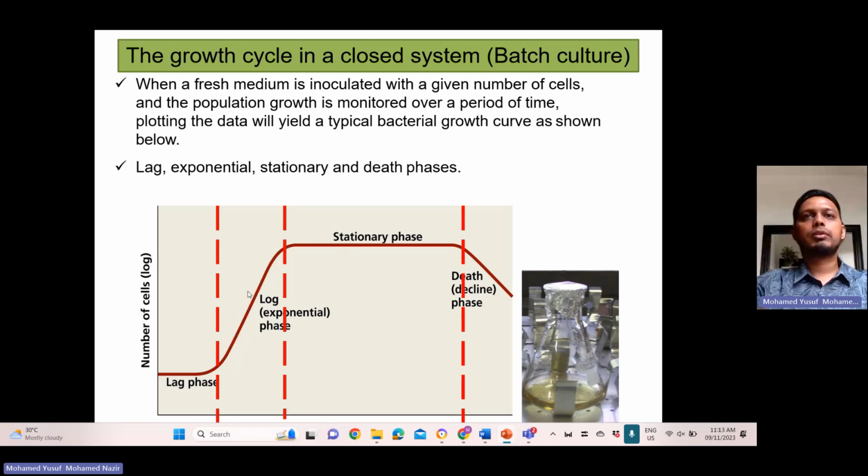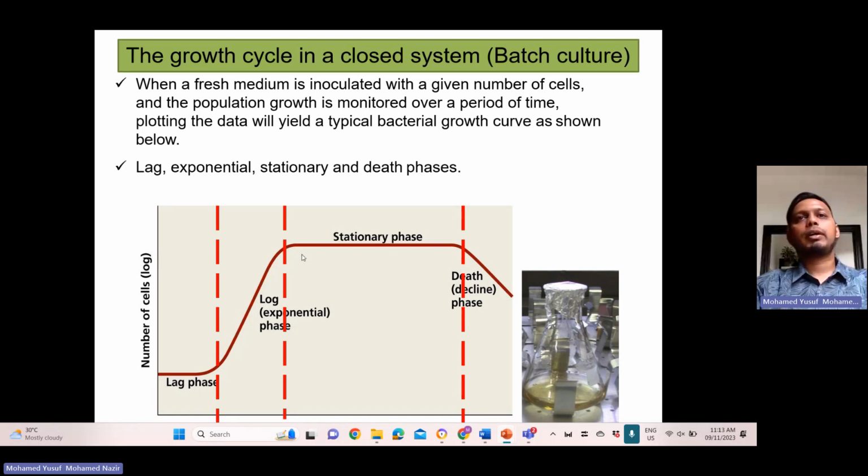the majority of the nutrients has been depleted, and also the space at that time has become very congested. So there are so many cells at that stage, and some cells start to release some secondary metabolites that will sometimes inhibit the growth of other microorganisms.